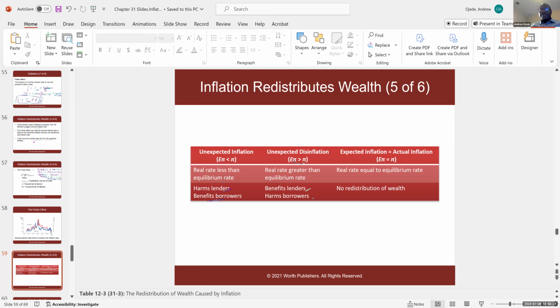Okay? Because the idea there is that when expected inflation is greater than actual inflation today, the banks are going to raise interest rates on the loans they give. So that's going to harm borrowers. But if expected inflation equals actual inflation today, the real rate is equal to the equilibrium rate, so no redistribution of wealth. So neither the borrower nor the lender will be affected here.